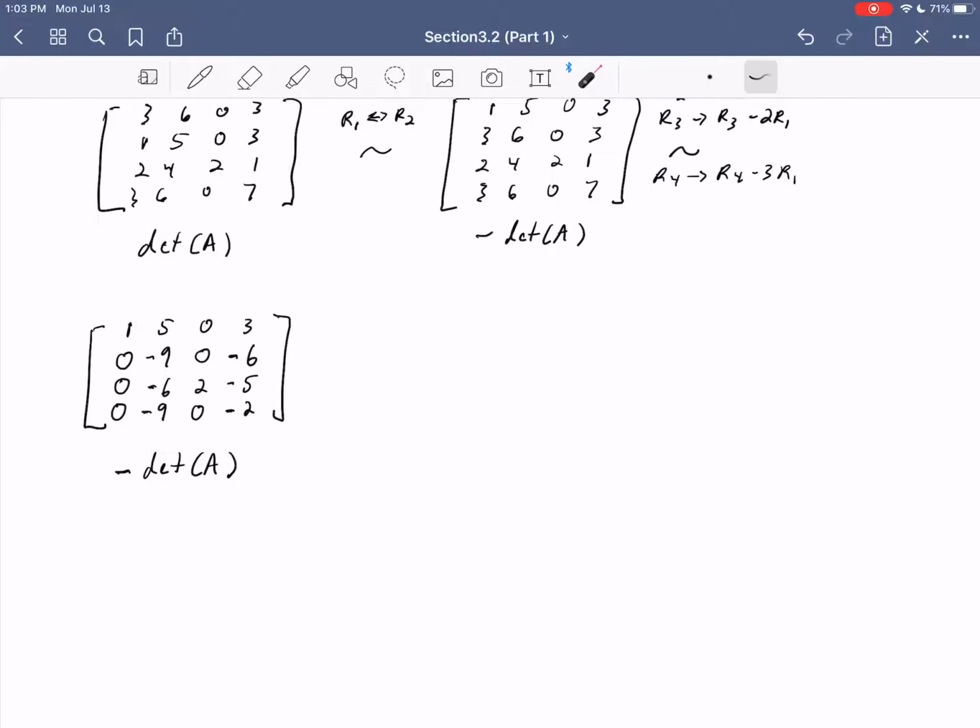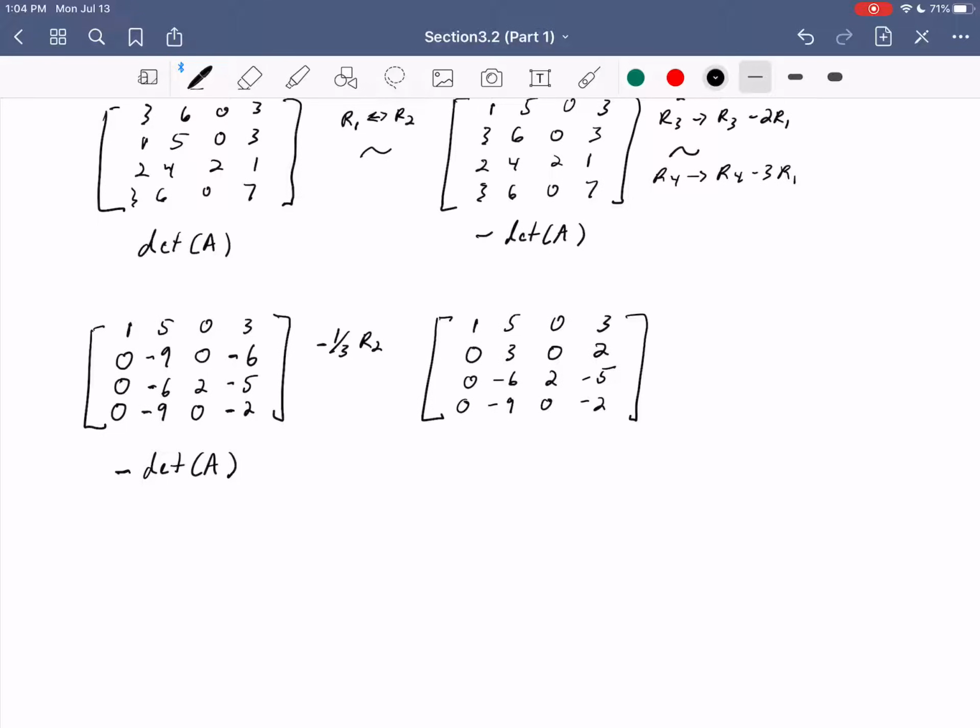Okay, now we can continue from here and continue our manipulations. It might be useful to get this, we don't have to get it to be a leading 1 necessarily. So let's just divide this by, say, negative 3 and make things a little bit easier there. So let's do negative 1/3 times row 2. If we do that, we get 1, 5, 0, 3, 0, 3, 0, 2, and then 0, negative 6, 2, negative 5, and 0, negative 9, 0, negative 2. Again, there are lots of different paths you could take, but I'm going to do this one.